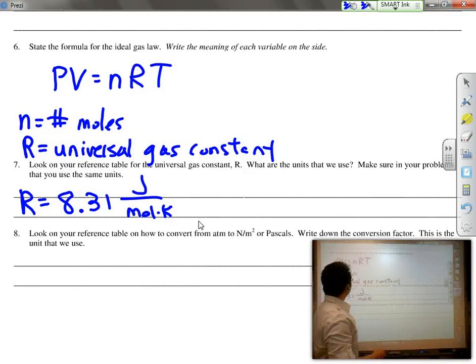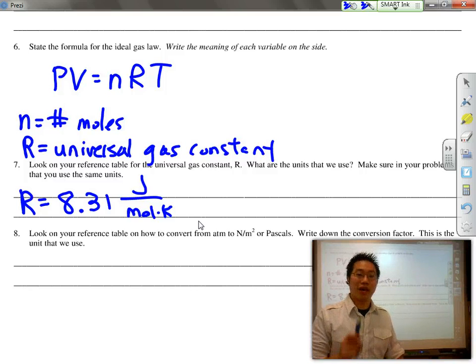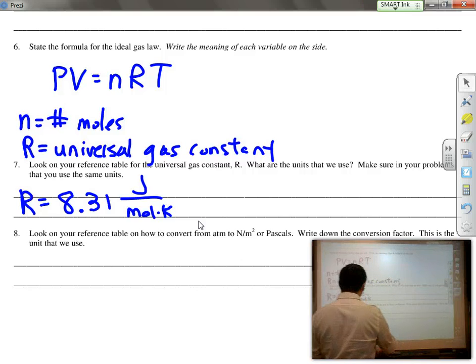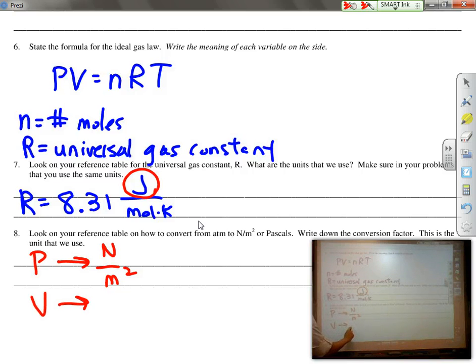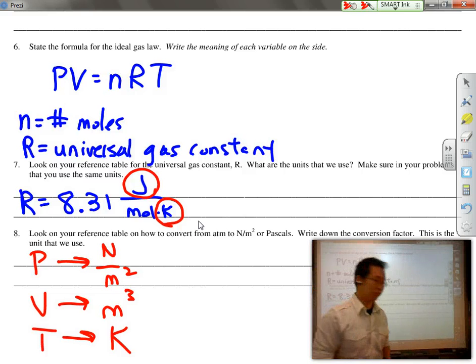Okay? So when you're using the ideal gas law, you have to make sure your units are in their proper form. Because we are dealing with joules, we are dealing with kinematics units. So pressure, of course, is going to be measured in newtons per meter squared. Volume is going to be measured in meters cubed. And temperature, because of the Kelvin over here, must be measured in Kelvin when you actually do your problems.